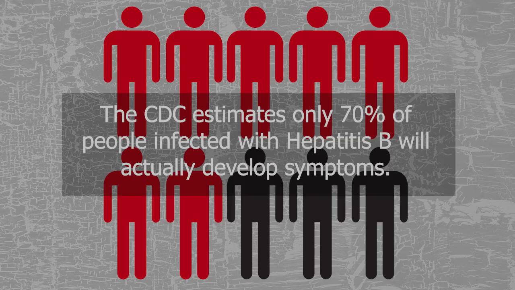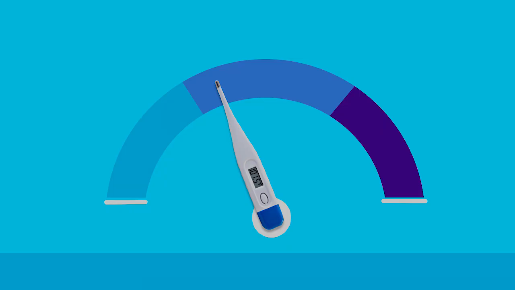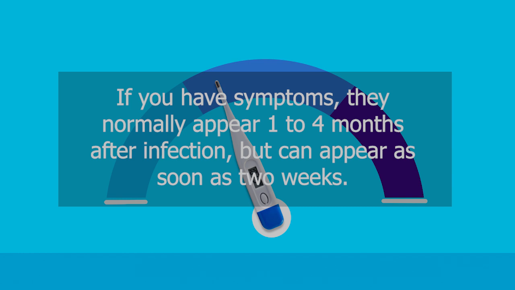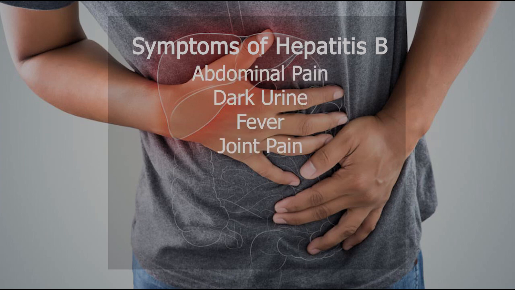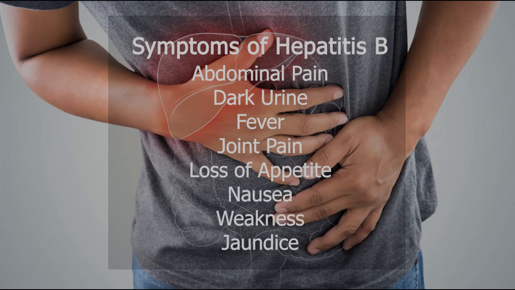According to the Centers for Disease Control, approximately 70% of people infected with hepatitis B virus will develop symptoms. If you do, they usually range from mild to severe and appear about 1 to 4 months after you've been infected. In some cases, though, symptoms have appeared as soon as 2 weeks after infection. Hepatitis B signs and symptoms may include abdominal pain, dark urine, fever, joint pain, loss of appetite, nausea, weakness, and the yellowing of the skin or jaundice.